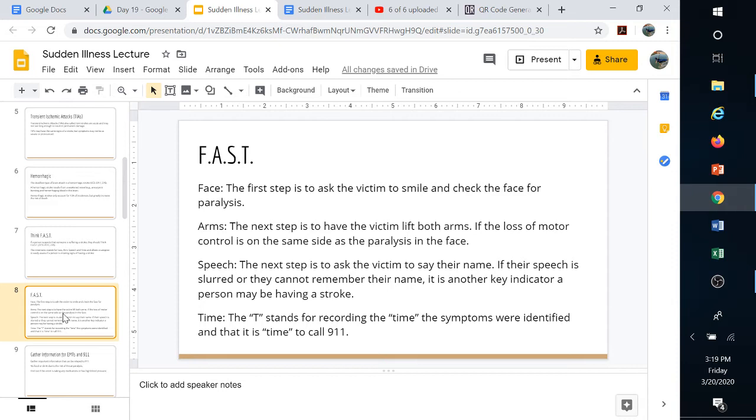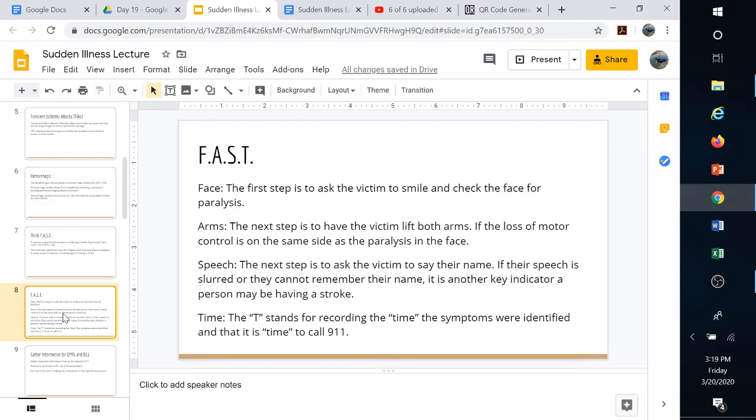Have them say something they should know, like their name. Don't ask them the time. I may not know the time right off the top of my head. I may not know the date. Ask them something they should know. So like, hey, what's your name? So if speech may be slurred, they may have an inability to talk or communicate, or may make no sense. Another indication that the person may be having a stroke.